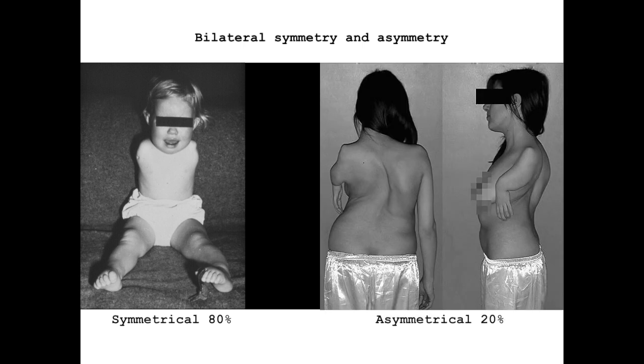Let's deal now with symmetry and asymmetry. The published series of thalidomide cases in the literature reported that the majority of limb defects were bilaterally symmetrical, but they also reported that 15 to 25% could be asymmetrical or unilateral, right to left sides.